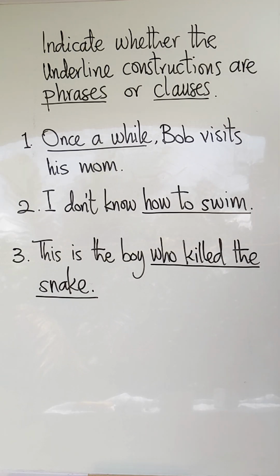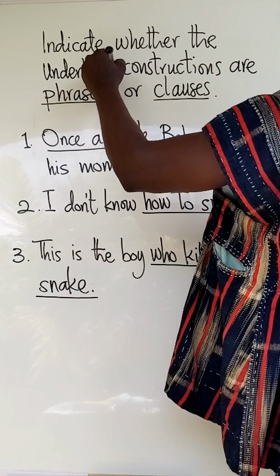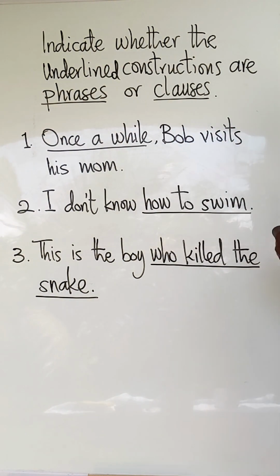Now let's see whether you've understood what we learned. Indicate whether the underlined constructions are phrases or clauses. Number one, once in a while, Bob visits his mom. So the underlined construction here is once in a while. First, we have to indicate whether it is a phrase or a clause. So once in a while, is it a phrase or a clause? Now this is a phrase.